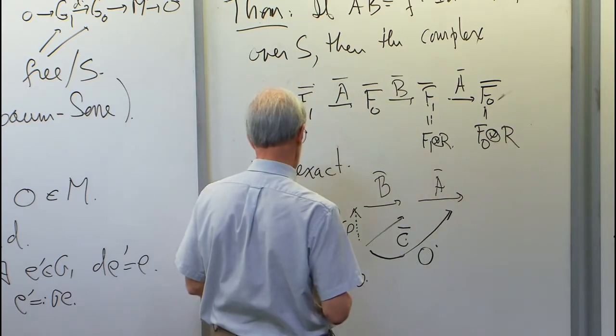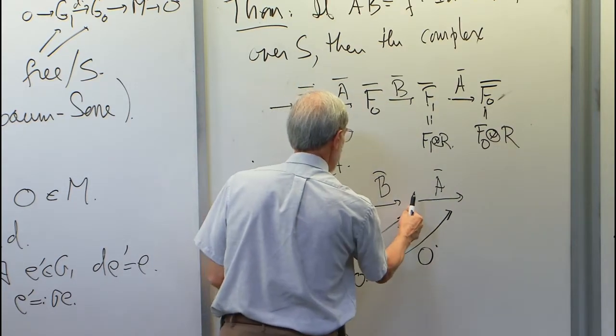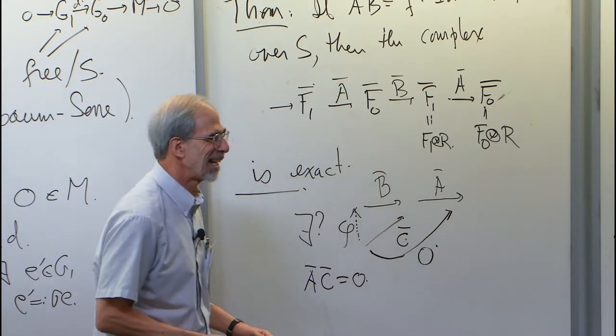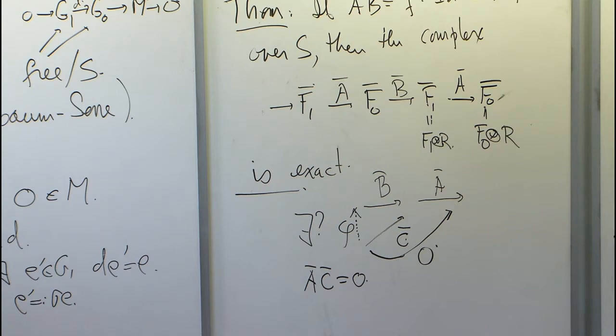You compose. This C bar is going first, C bar and then A bar. Okay, good, I'm good now. If algebraists wrote the arrows in the other direction, composition would go the other way. Yes, well, people have tried to change that.